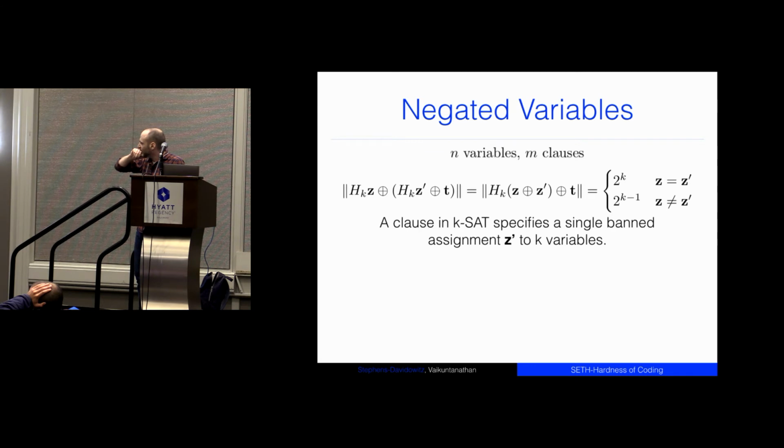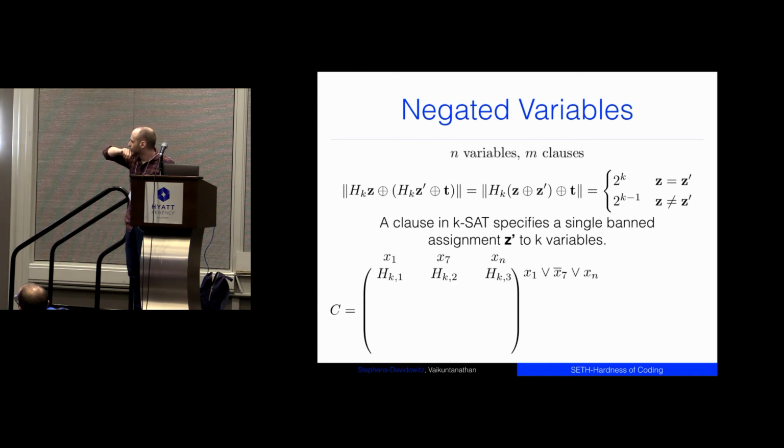And then you just sort of have to think about what a kSAT clause actually is. A kSAT clause actually is just a description of an assignment to k variables that is not accepted, right? People don't often describe it this way, but this is a perfectly reasonable way to view it. For example, if it has no negations, then the all zero string is banned and everything else is kosher. If I want to ban z prime, I'll just use the gadget. I'll use the target corresponding to z prime.